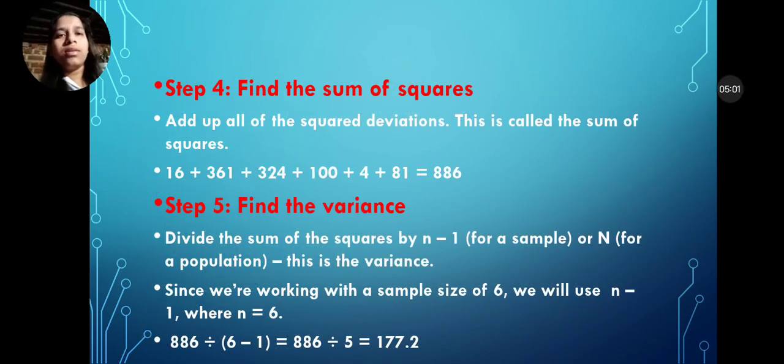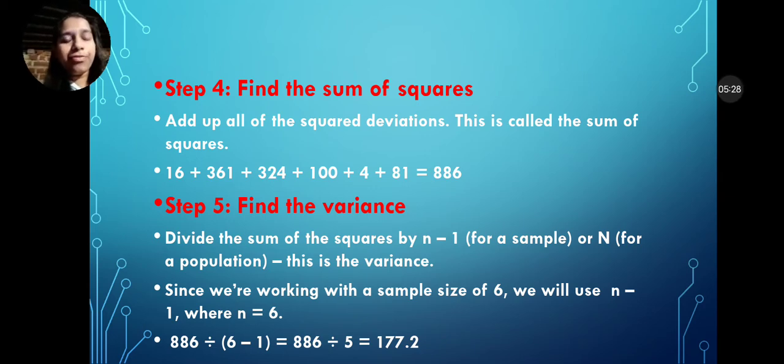So step 4 is find the sum of squares. It means that the squares we got in the last slide, we have to add them here, so we get the sum of squares. Add up all of the squared deviations; this is called the sum of squares.